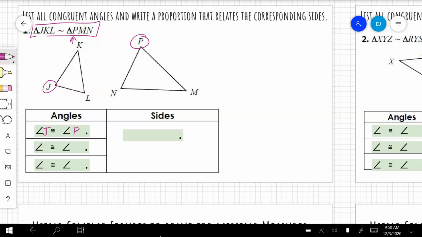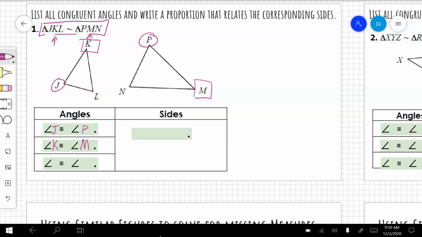Okay, so for the next one, we're going to take a look at the second letter, which is going to be K and M. So angle K is going to be congruent to angle M, because mathematically they are congruent. Now, the last one is going to be L is congruent to N. And then when we're talking about sides, the ratios of the sides are going to be congruent to each other.